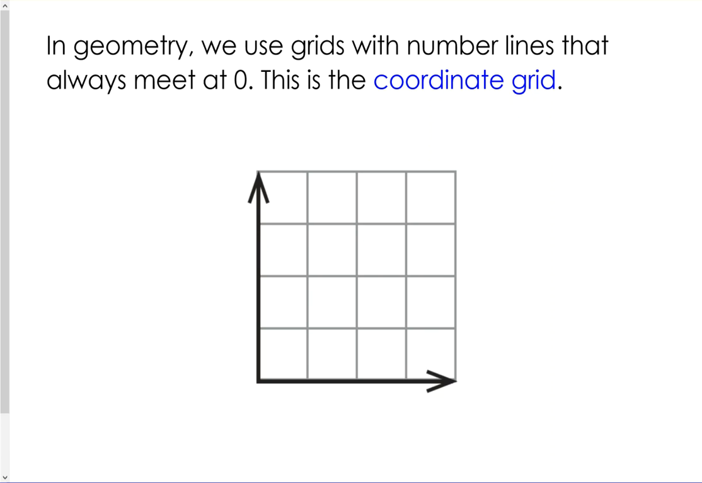In geometry, we use grids with number lines that always meet at 0. The grid is called the coordinate grid. The number lines are called axes. The horizontal number line is called the x-axis. The vertical number line is called the y-axis. The point at which the two axes intersect is called the origin.